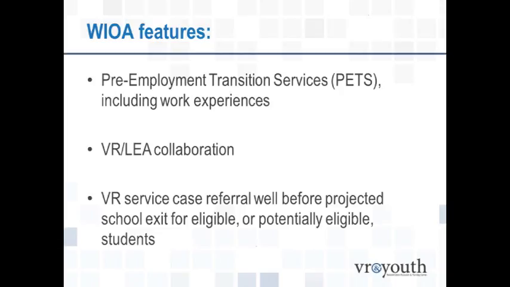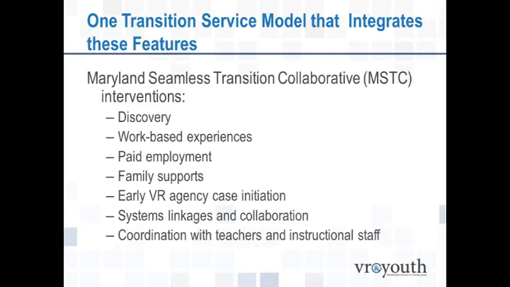So the model I'm going to be talking about, if you go to the next slide, we called it the Maryland Seamless Transition Collaborative, known by its acronym MSTC. It featured these interventions, which were delivered in coordination with one another and consistent with one another, along with the planned delivery of these services, which I'll explain.